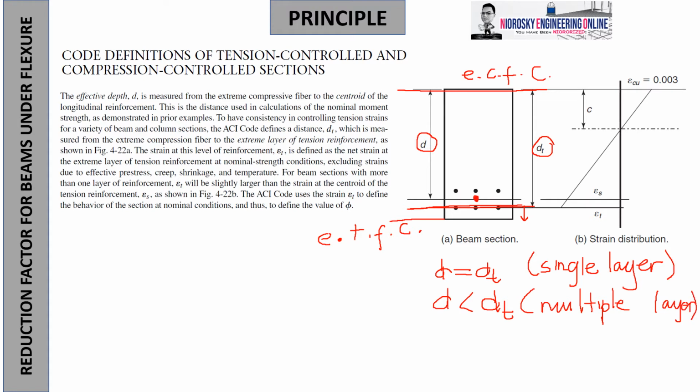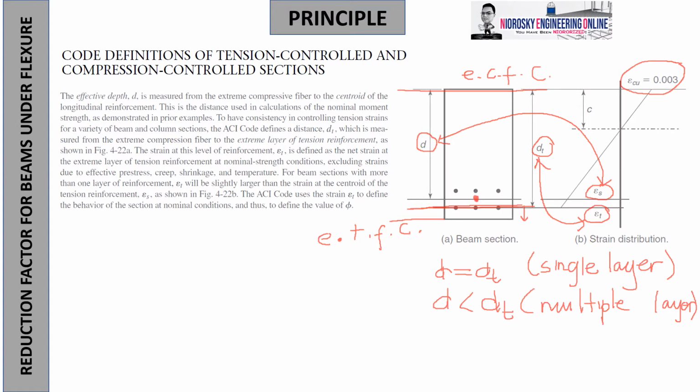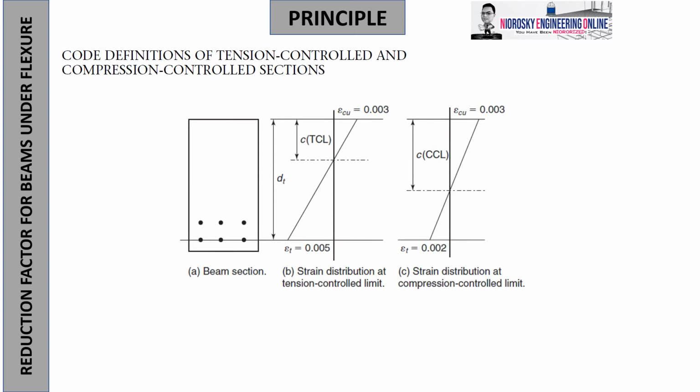Okay? So, in the code, it says the code is 0.03 extreme compression strain. And if you have an e sub s, you also have an e sub t. So, e sub t is related to d sub t, and e sub s is related to d. Okay? So, how do we use this? Okay. So, you can see the relation here.